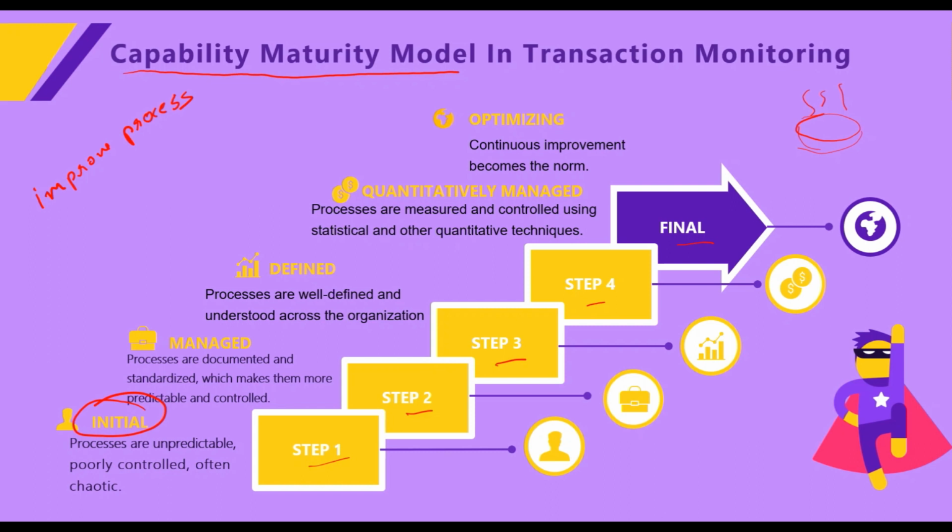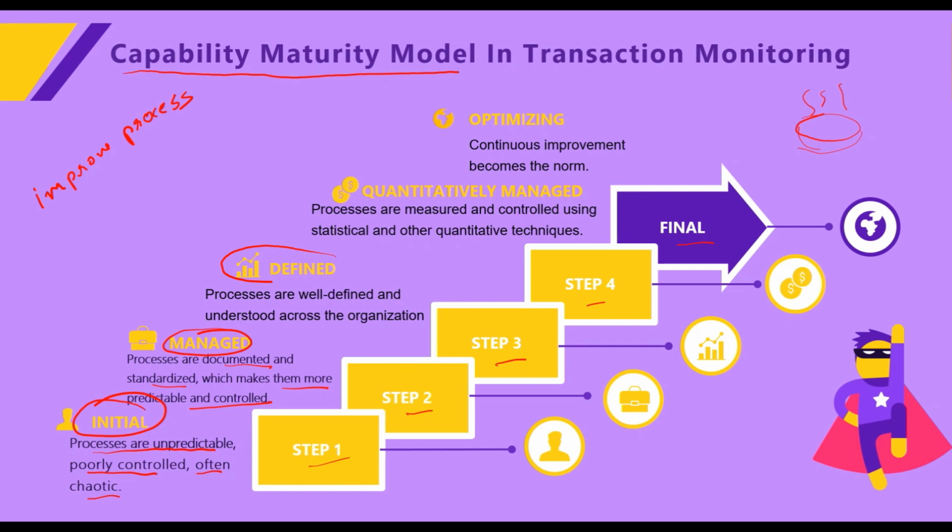The first phase is initial phase. Here processes are unpredictable, poorly controlled, and often chaotic, like baking a cake without a recipe. Second phase is managed. Here processes are documented and standardized, which makes them more predictable and controllable. Here you start using a recipe to bake your cake.